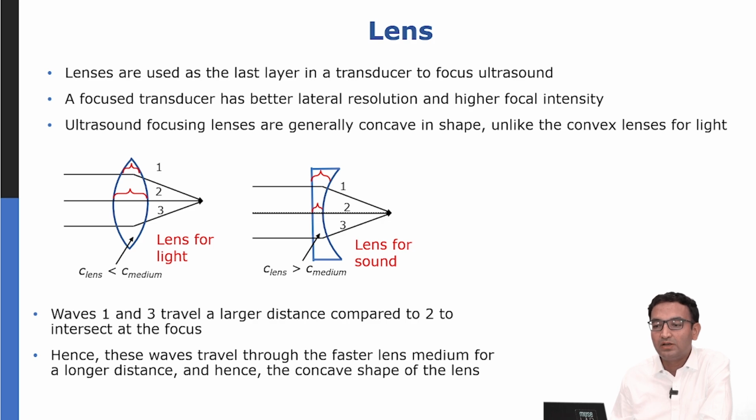Now, how is that possible? If I make ray 1 pass through a medium which has a faster speed of ultrasound, then it will get that advantage, which will help it cover that additional distance and arrive at the focal point at the same time. So I hope this point is clear why a concave lens will actually serve to focus ultrasound.